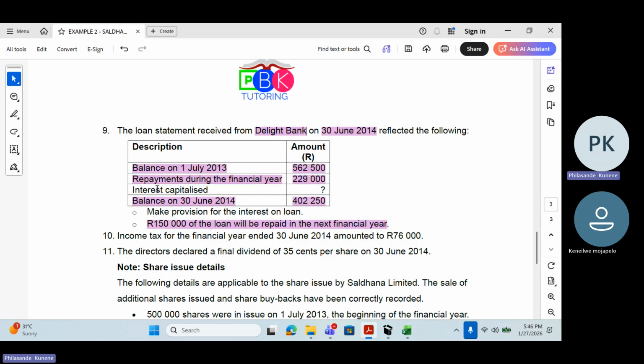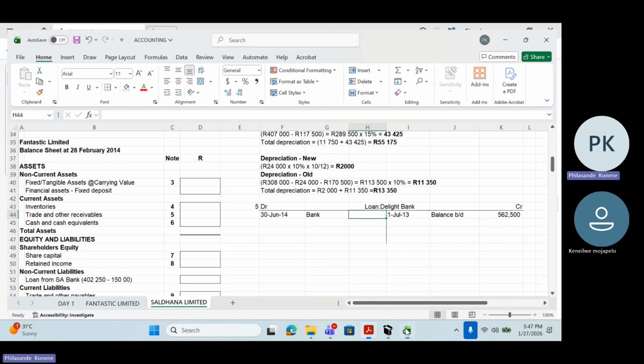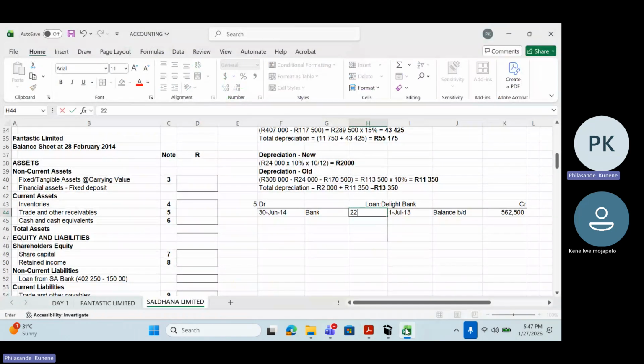There are repayments here during the financial year, which are the amounts that were actually paid. So I need to debit the loan account with bank this side, right? Because we made payments. I'll use the date, which is going to be 30 June 2014, the end of the year. And then I'll say bank, how much was paid? 229,000 rands. This will be the amount that was paid.